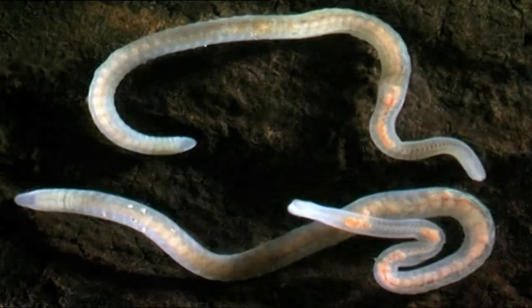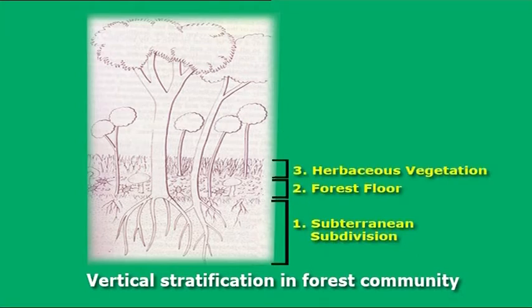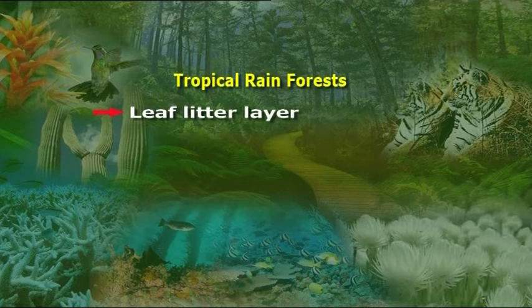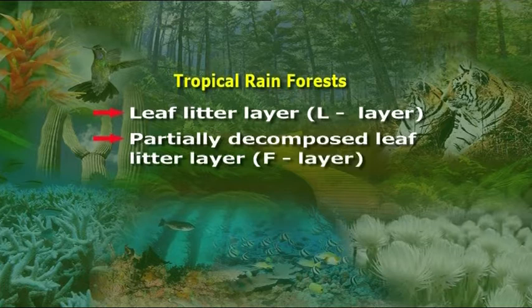pupae, oligochaetes and mollusks. In forest community, however, the vertical stratification is most complicated and includes five subdivisions: subterranean subdivision, forest floor, herbaceous vegetation, shrubs and trees. In some tropical rainforests, three more subdivisions exist in the forest floor, such as leaf litter layer called L layer, partially decomposed leaf litter layer called F layer and a humus layer. Thus, based upon the light and relative humidity requirements, we find stratification in above ground parts.